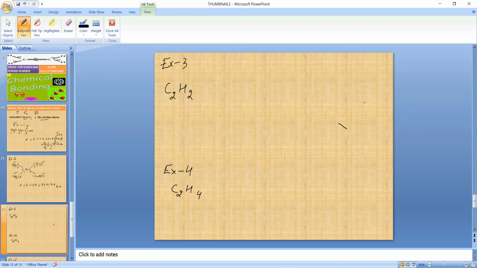So C2H2, let me draw the structure of C2H2: C triple bond C, with H and H. Pi bonds and sigma bonds are there. 2 minus 1 plus 2 is equal to 1 plus 2, so 3 sigma bonds. Count 1, 2, and 3. How many pi bonds are there? 2 pi bonds are there. This is the very simple trick to find sigma and pi bonds.